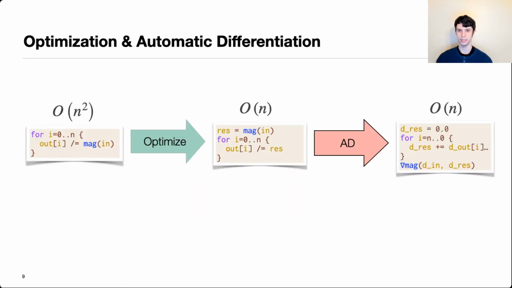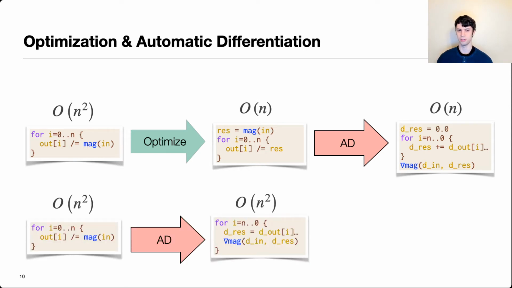If we were then to differentiate that program, first again we have the magnitude outside the loop. The corresponding gradient function would similarly have the gradient magnitude function outside of the loop in the reverse pass. This means that the reverse pass of the gradient would similarly be O(n) time, like the forward pass.